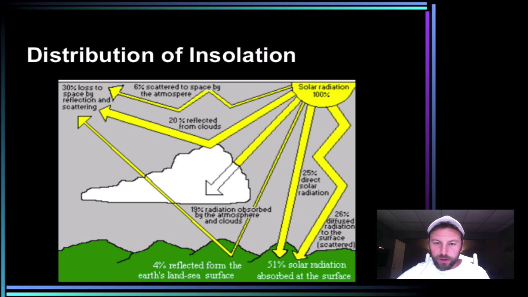Okay, and this is looking at just a little bit of a distribution. You can see here 51% of solar radiation is absorbed at the surface. So really that other 50%, there's a lot of things that happen to it. What we mentioned before, some is reflected, scattered, back out into space. Some is absorbed by other gases. So there's a lot that can occur.